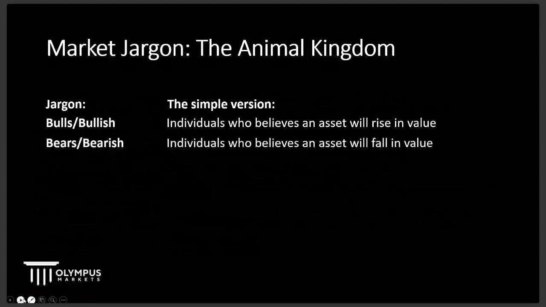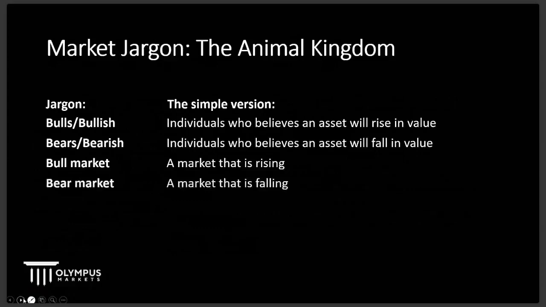A bull market, this is when a market is rising because there's a great number of bulls involved, buying, so the market is rallying. And then you have a bearish market, which is the opposite, which means the market is falling because the bears are taking over the market. They're more nervous and they're selling the assets off.